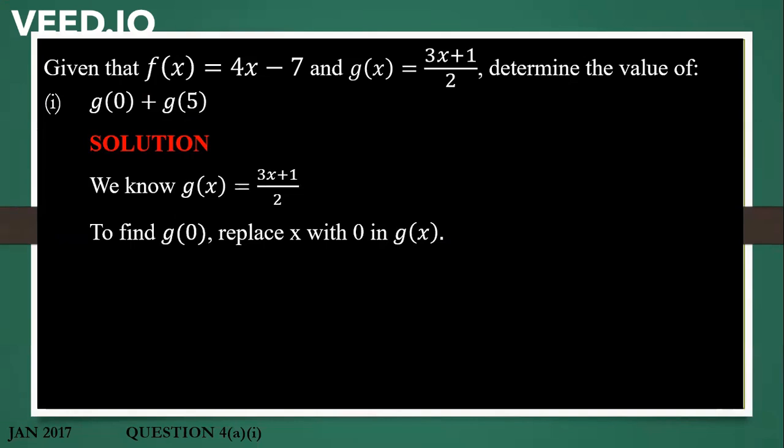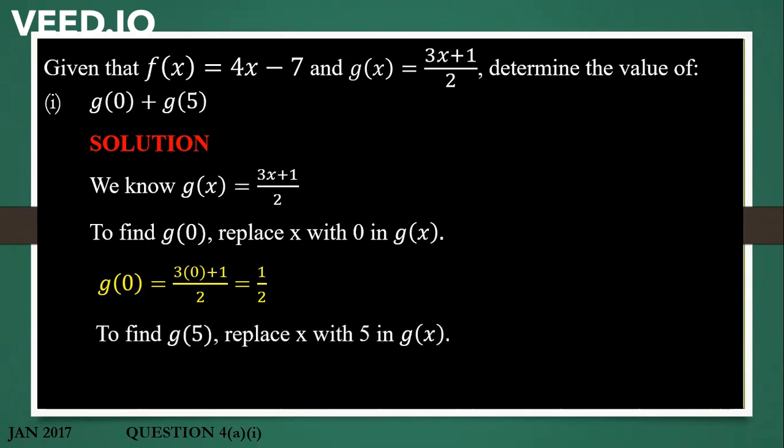But how are we going to find the value of g of 0? We are going to replace x with 0 in the function g of x. By doing that, g of 0 is equal to 1/2. Now that we have found g of 0, let us find g of 5. So to find g of 5, we are going to replace x with 5 in the function g of x. So g of 5 is equal to 8.